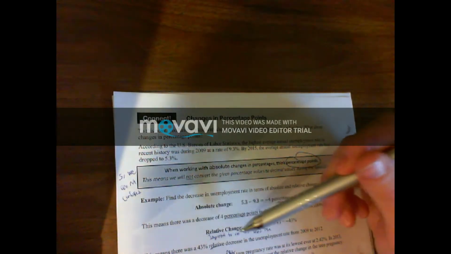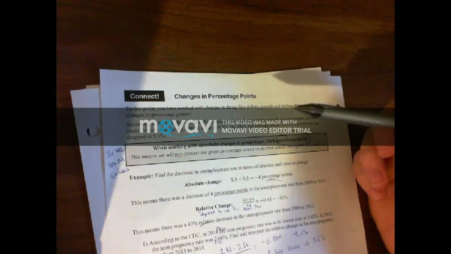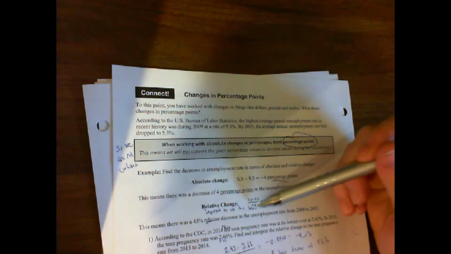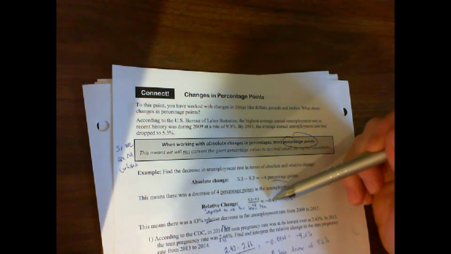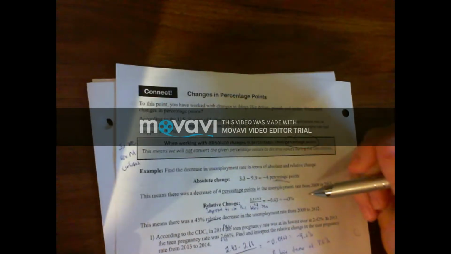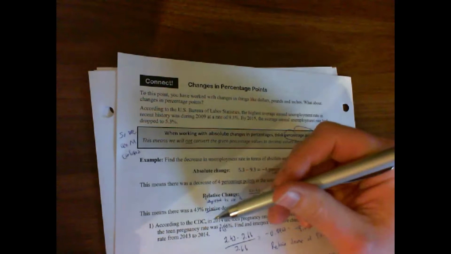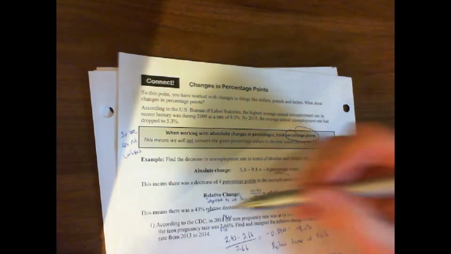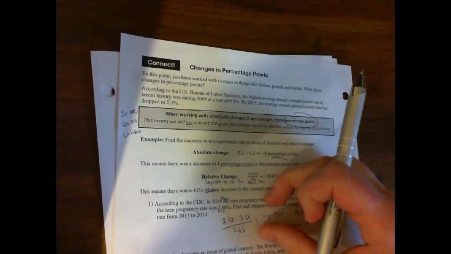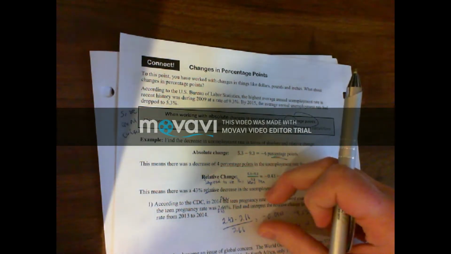But if we were to go to the relative change, well, remember, relative change is always expressed as a percent. So it would be 5.3 minus 9.3, and then we divide by 9.3, which is about negative 0.43, or about negative 43%. That means there was a relative decrease of 43% in the unemployment rate. And notice again, we're including this word relative to indicate, hey, this is a relative change. So again, when we're working with percents in a problem, we're going to call those percentage points so we don't get confused.